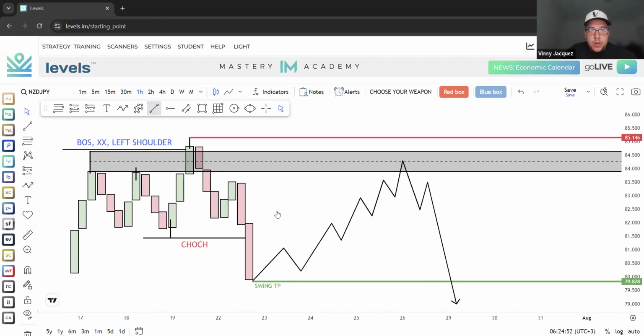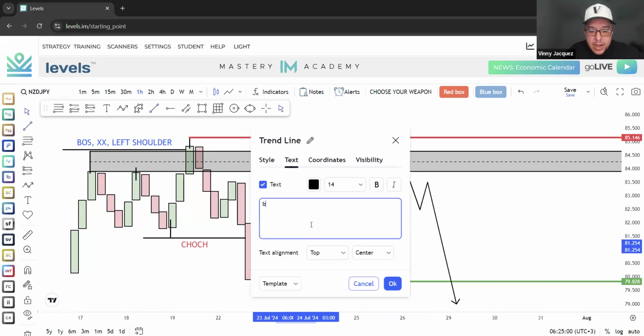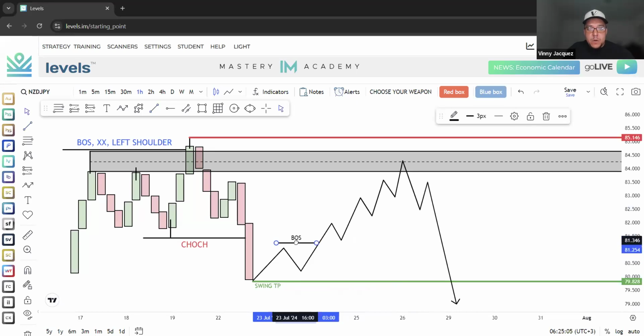So when the market is on the way up to my sell zone, guys, I still need to mark up the structure. I still need to mark up the structure, especially if you're trying to stack some trades.